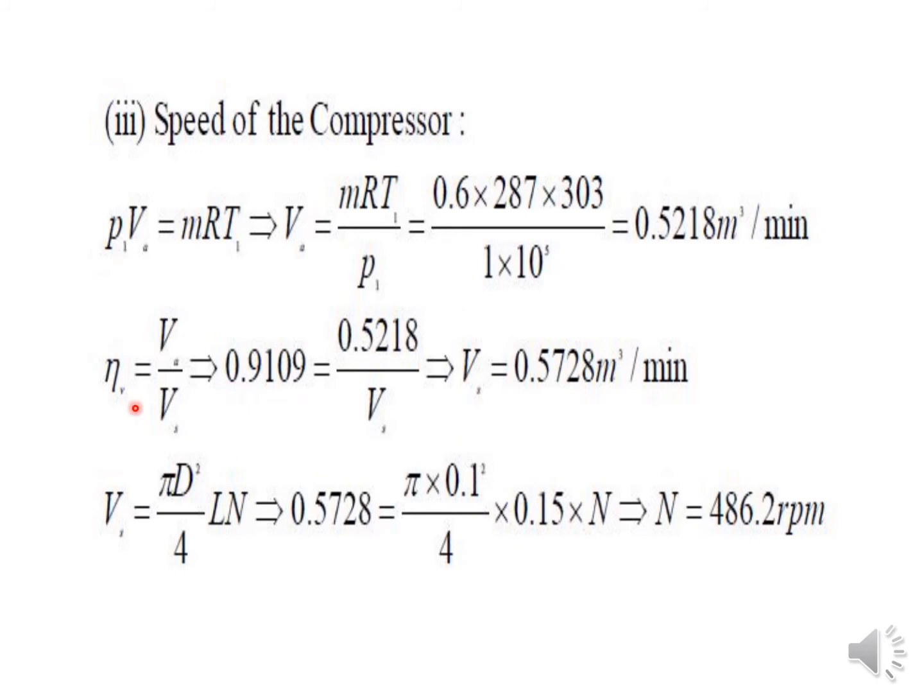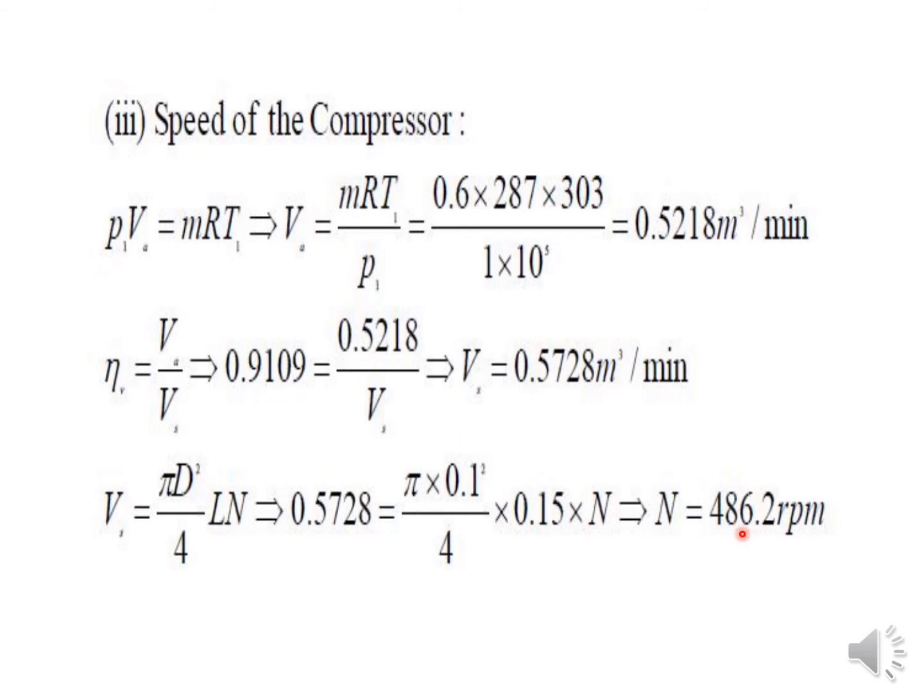We know that volumetric efficiency is equal to VA by Vs. Volumetric efficiency we have already calculated, and VA we have calculated here. Substitute, you will get the value of Vs. So substitute the Vs value here and all the other values; the only unknown is N, and N is equal to 486.2 RPM. So 486.2 RPM you get.